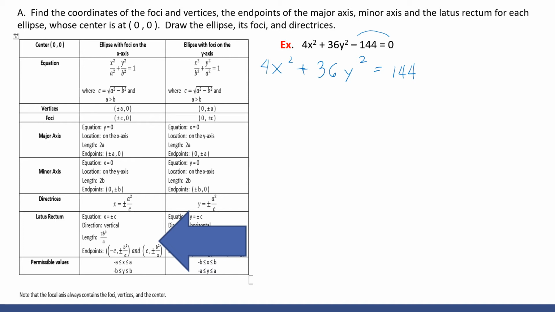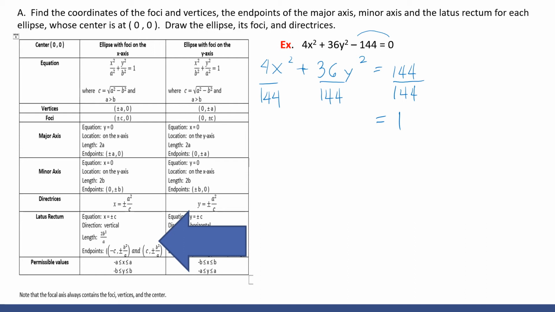Now, if you look at our equation's pattern, dapat ay equal to 1. Kaya naman, from your equation, 4x squared plus 36y squared equals 144, i-divide mo siya by 144, lahat by 144. Bakit i-divide by 144? Simply because 144 divided by 144 is 1. And to simplify 36 over 144, it is simply 1 over 4.